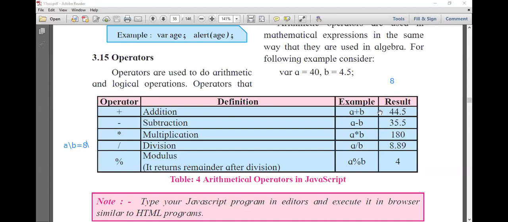Okay. So using the mod operator, we can divide the numbers and we will get the remainder as the result. My question was, and I'm repeating it: a is equal to 40, b is equal to 4, and if I write a mod b, then what will be the answer?